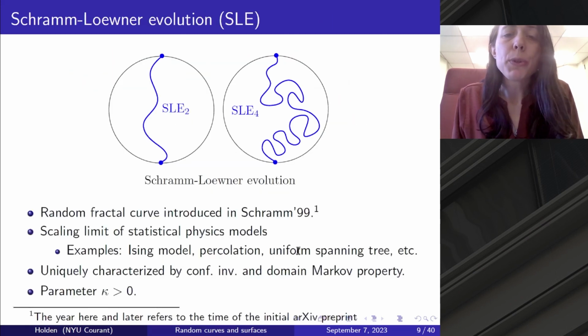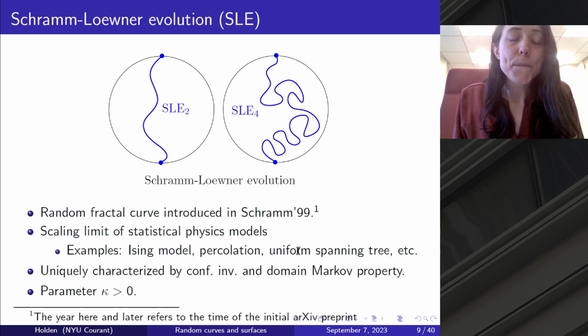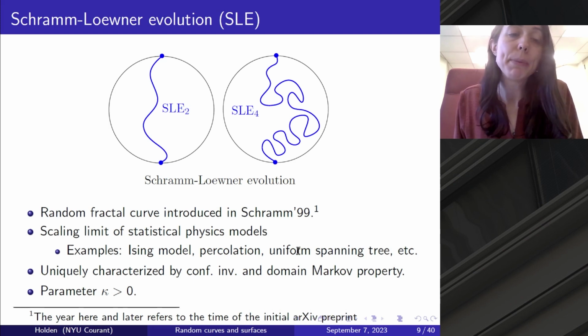So what is the Schramm-Loewner evolution? It is a family of random fractal curves introduced by Oded Schramm almost 25 years ago. The Schramm-Loewner evolution describes the asymptotic behavior of a number of curves in statistical physics models at criticality. For example, it describes the asymptotic behavior of interfaces in the Ising model, interfaces in percolation, interfaces in the uniform spanning tree, and so on.